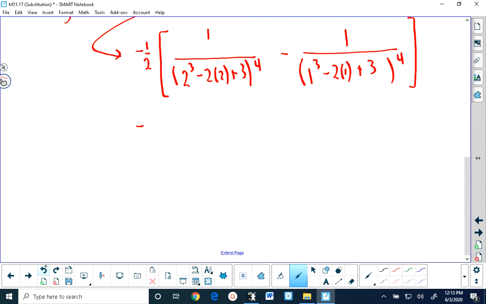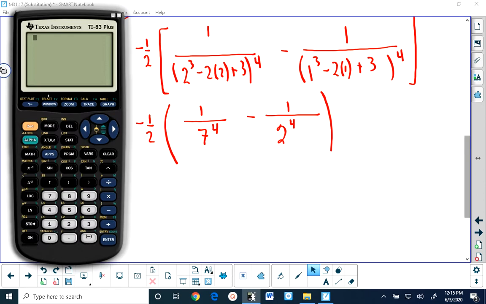I get negative 1/2. I'm going to have 1 over 2 cubed is 8, plus 3 is 11, minus 4 is 7. I believe this will be 7 to the 4. We can check it on the calculator in a bit. Minus 1 over 1 minus 2 plus 3, I believe, is 2. So I'm going to figure out what 1 divided by 7 raised to the 4 is, and subtract 1 divided by 2 raised to the 4.